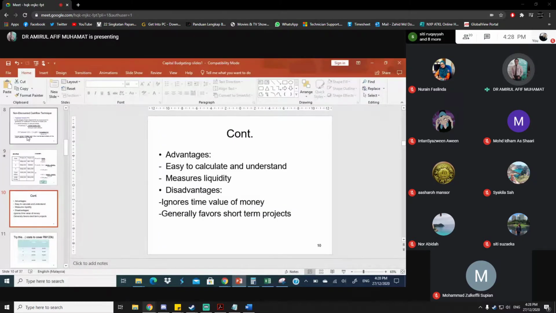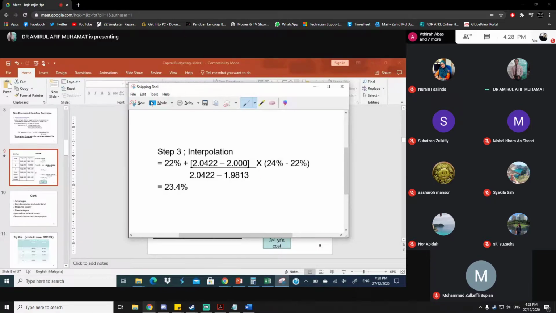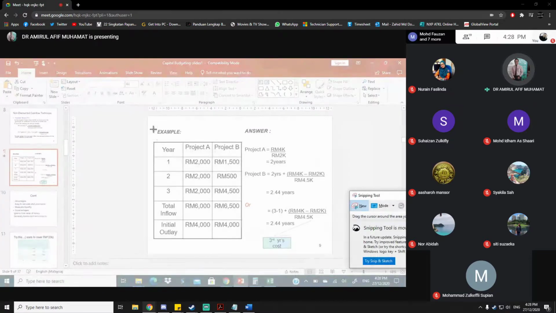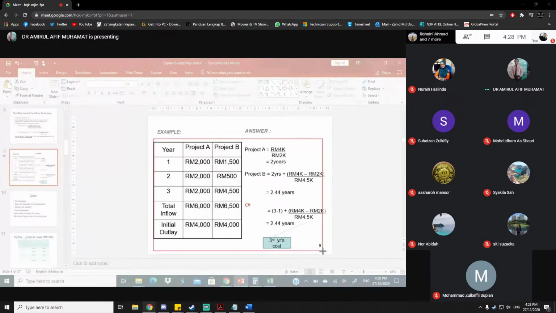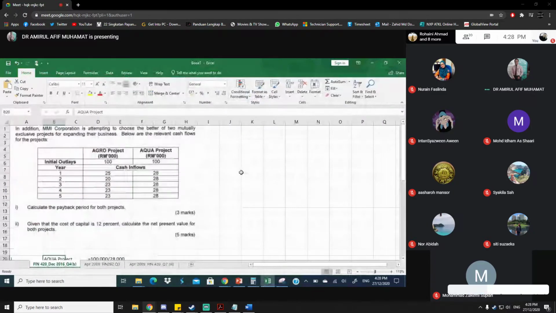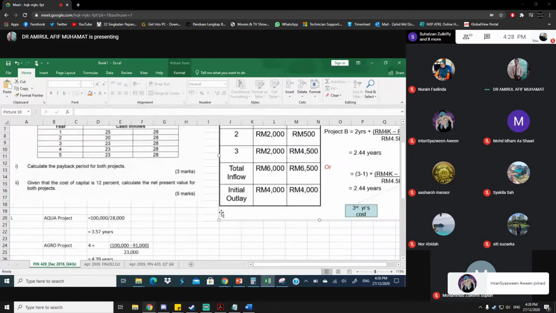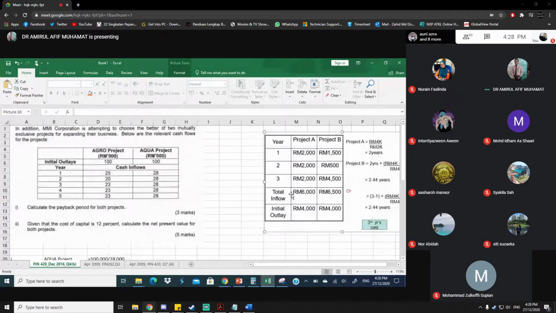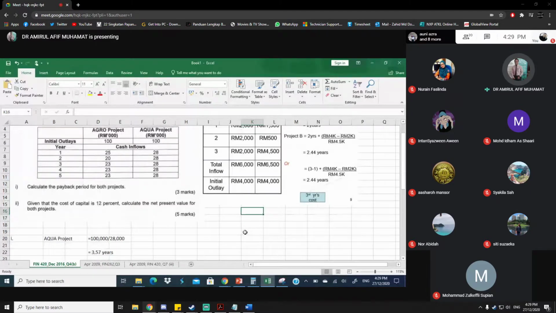Refer to the example. This is the example, and you have the slide I've shared with you. So you can look at the example here.